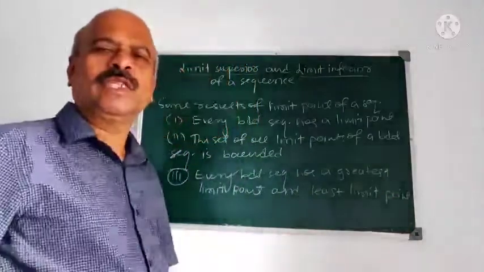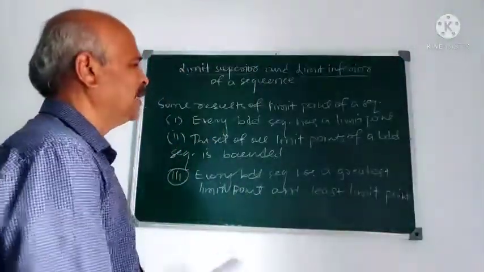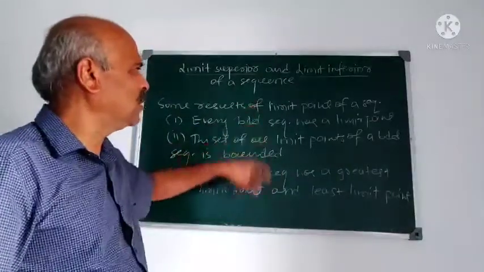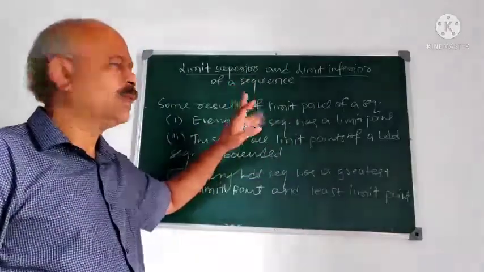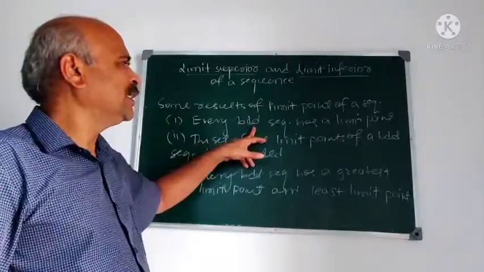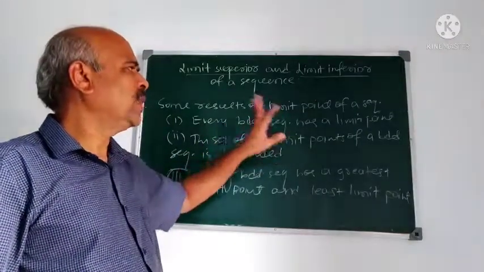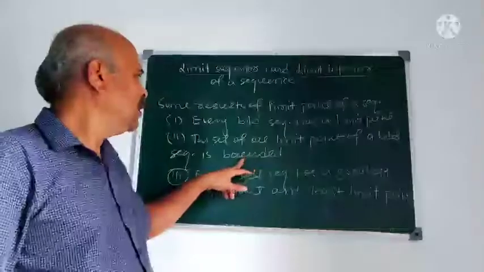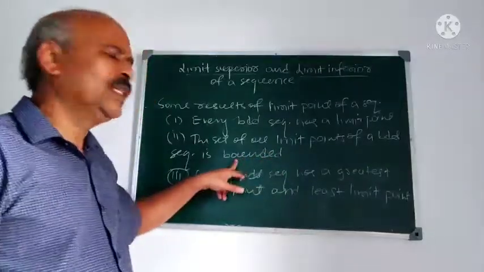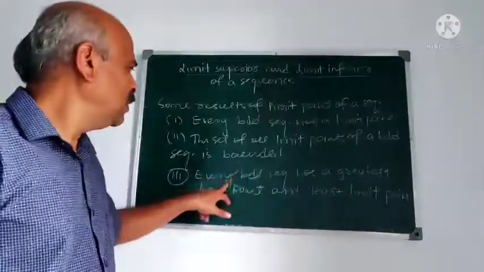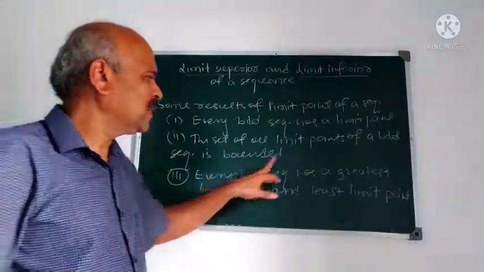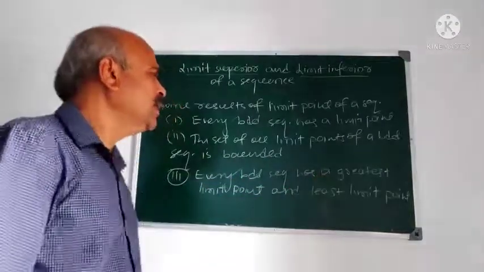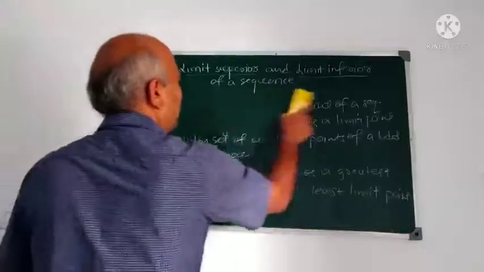Every bounded sequence has greatest limit point and least limit point. These are some results on limit points. First one, a bounded sequence has at least one limit point. The sequence of all limit points of a bounded sequence is bounded. Third one, every bounded sequence has greatest limit point and least limit point. These three things are important.